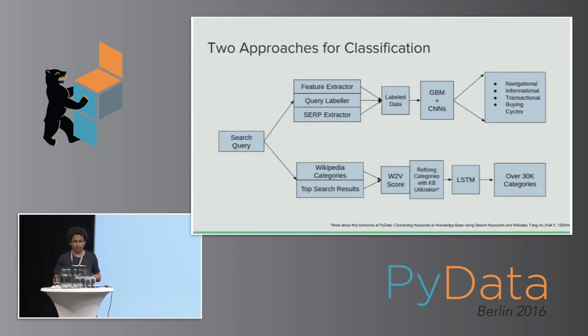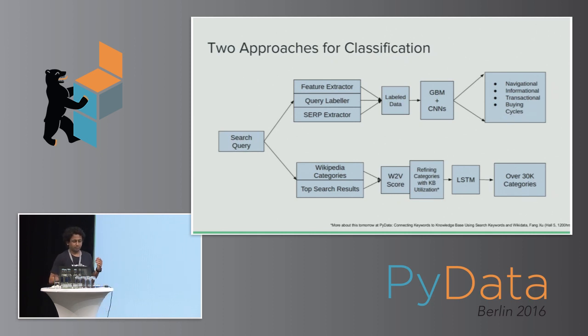So there are two approaches that we use for classification. The first approach is a combination of boosting and convolutional neural nets, which classifies queries into navigational, informational, transactional, and the buying cycles. The next one is LSTMs, which are used to classify keywords into more than 30,000 categories.